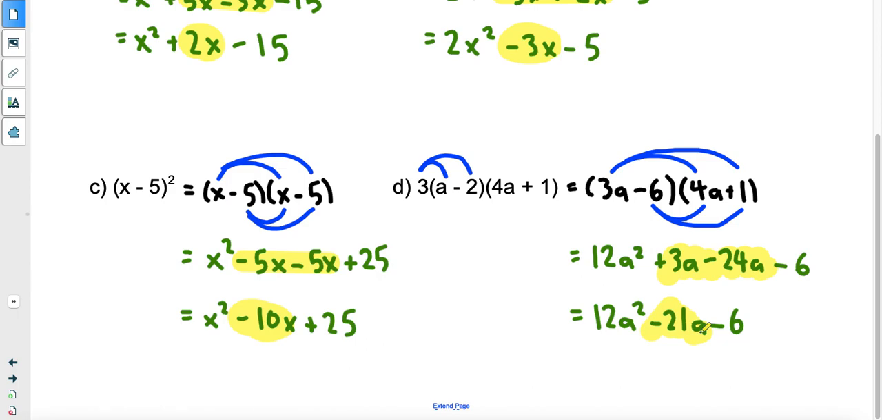So in summary, all we're doing here is we're just multiplying all of the terms inside the first bracket by all of the terms inside the second bracket.